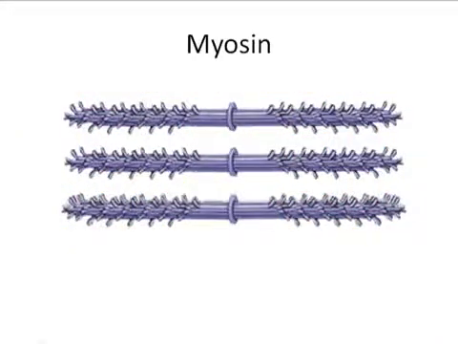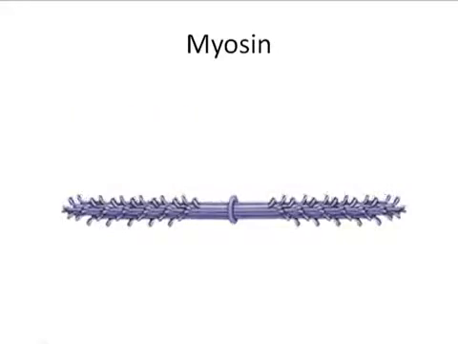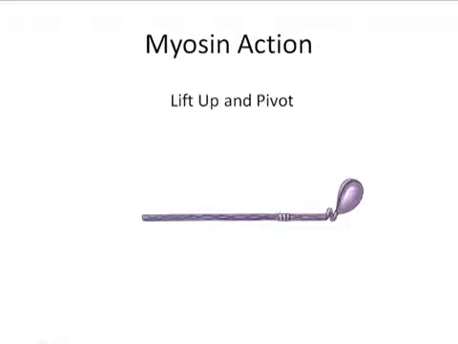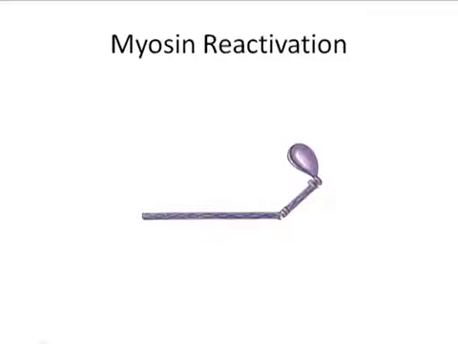Myosin is made of many individual molecules. Each is made up of a long arm and two globular heads. When activated, each myosin molecule can lift, then pivot or crank. This is called the power stroke. Now the myosin is stuck in the up and cranked position and needs to be reset.